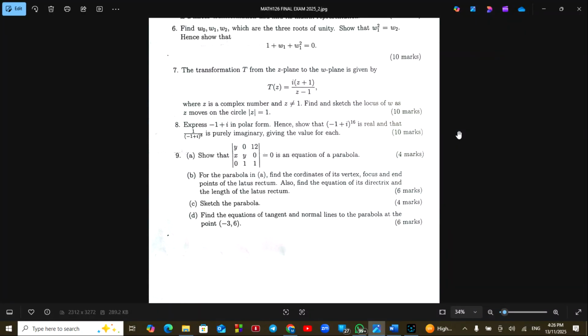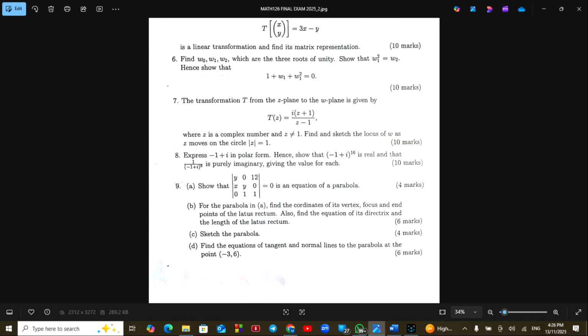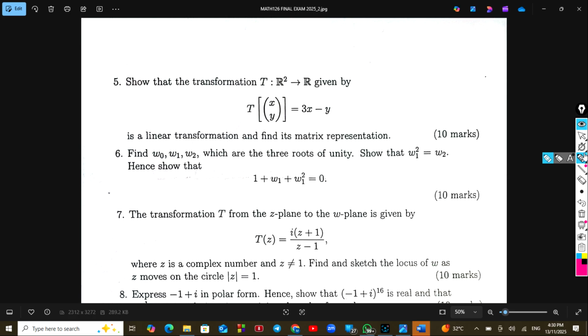Look at the solution to question 6. The question reads: find W0, W1, W2, which are the 3 roots of unity. Show that W1 squared is equal to W2, and show that 1 plus W1 plus W1 squared is equal to 0.